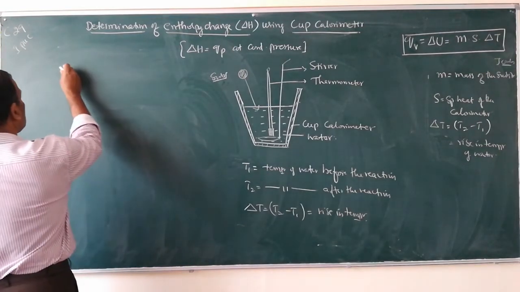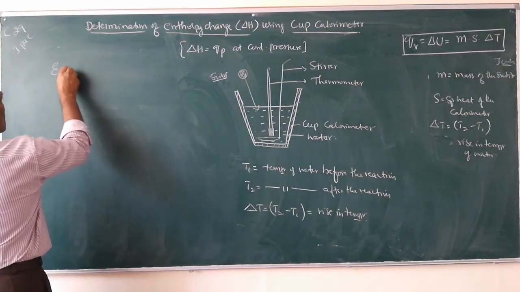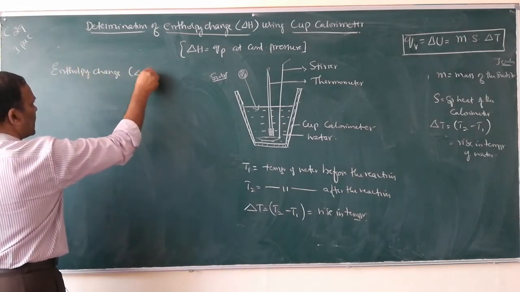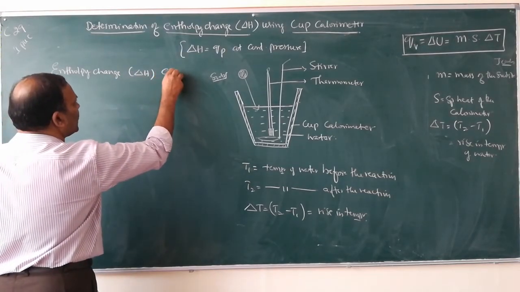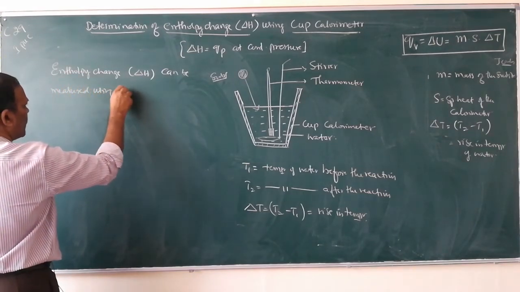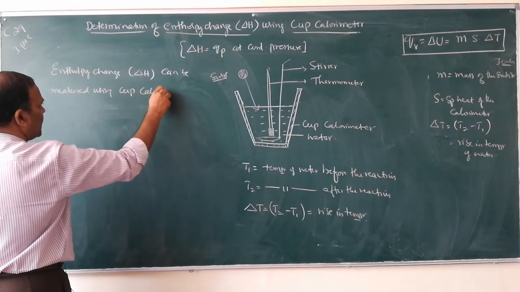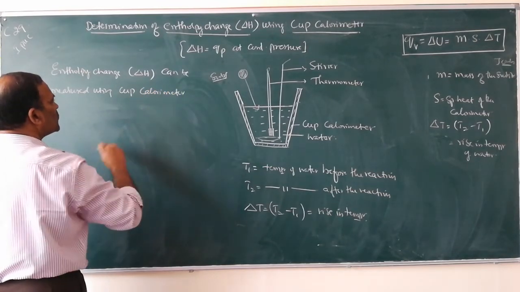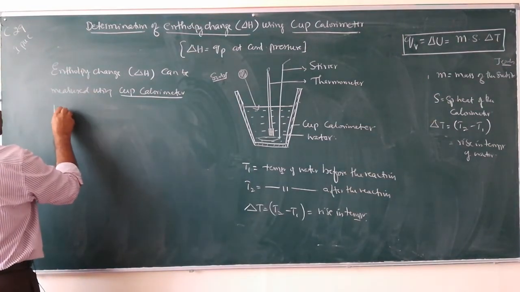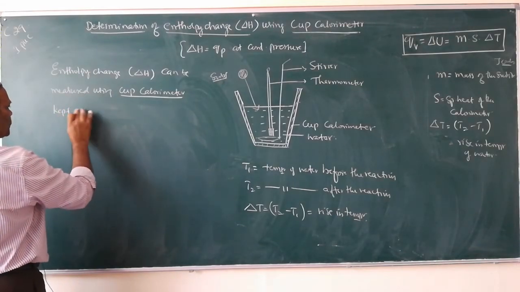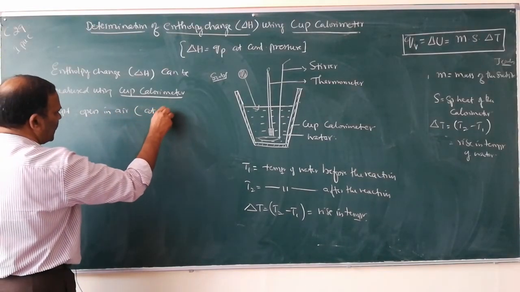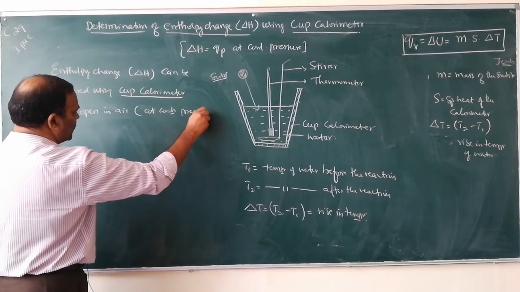So write down: enthalpy change, delta H, can be measured using a cup calorimeter, kept open in air, that means at constant pressure.